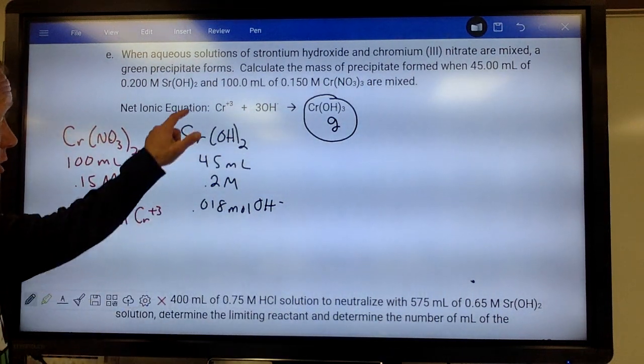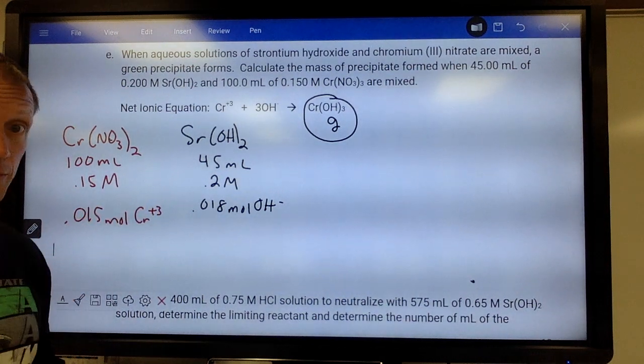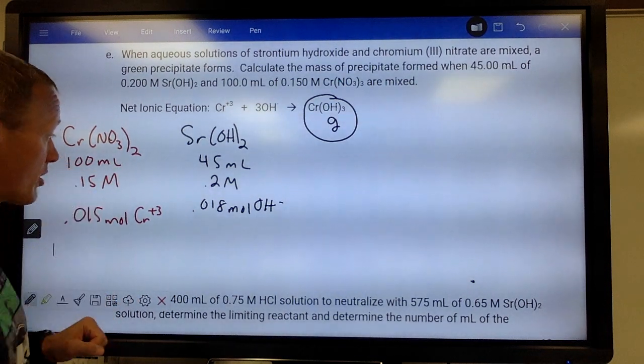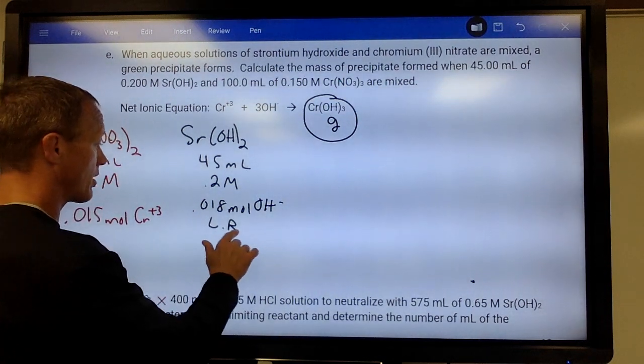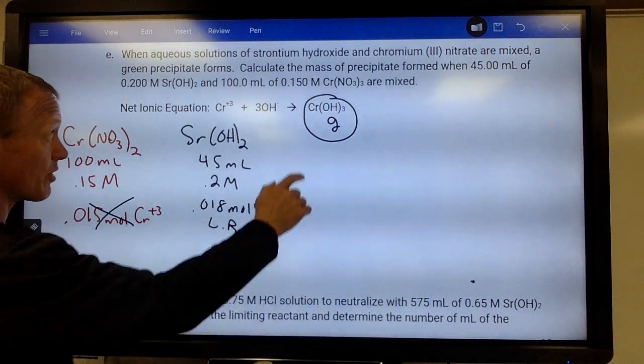Well, pretty easy to tell my limiting. It's supposed to be a 1 to 3 ratio. That's supposed to be 3 times bigger than that. It's not even double. So way less than I need. So this is my limiting reactant. There's excess of this, so I don't want to do anything with that. It's not asking about any excess in this case. It just wants to know how many grams of that can be made.